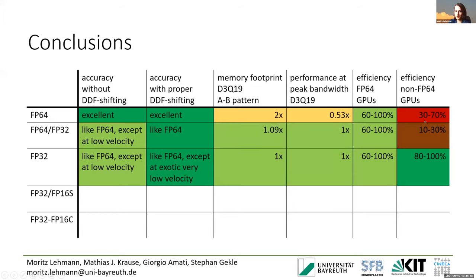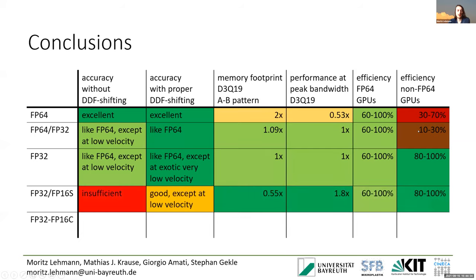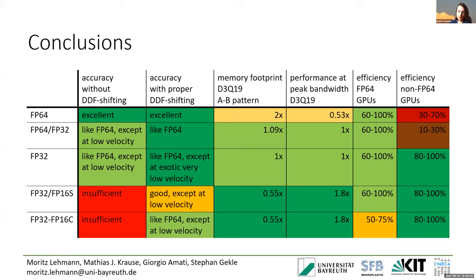The mixed 64-32-bit is more similar to pure 32-bit. The memory footprint is also very similar. However, performance is even more terrible than pure 64-bit, because of the additional conversion overhead. And now the 16-bit mixed precision formats without DDF shifting, accuracy is insufficient. However, with DDF shifting, accuracy is still good. You have half the memory footprint, twice the performance, and efficiency is still excellent, up to 100%. The 16C format is even better than the 16S format.